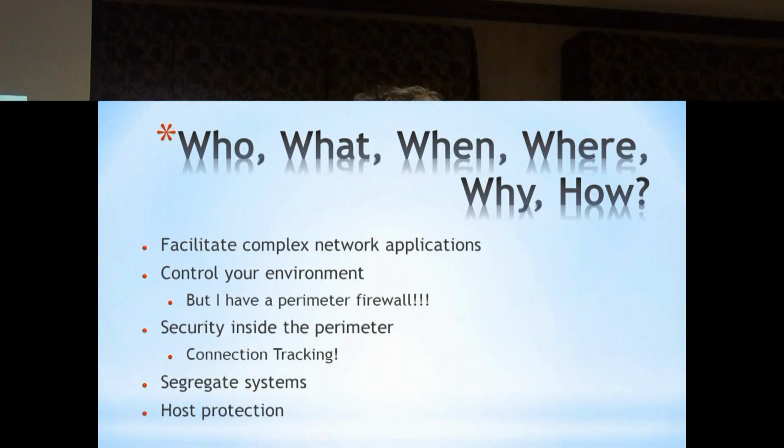Going on and on, you can help segregate systems from the rest of your environment, and just essentially host protection. People tend to forget about the host as a point of entry, and this helps mitigate that, amongst other things like SELinux and stuff like that. But that's a talk for another day.